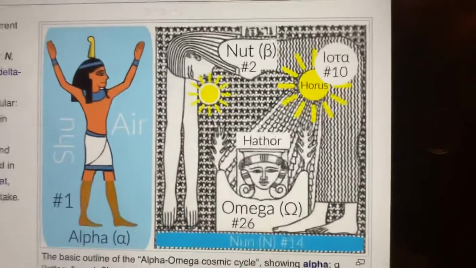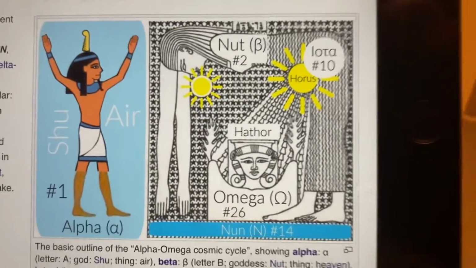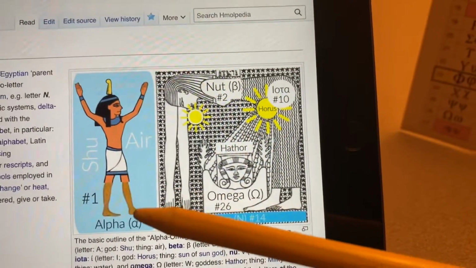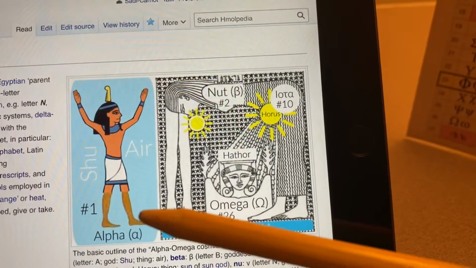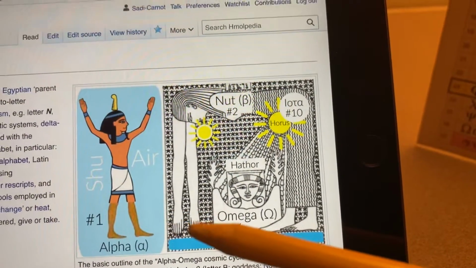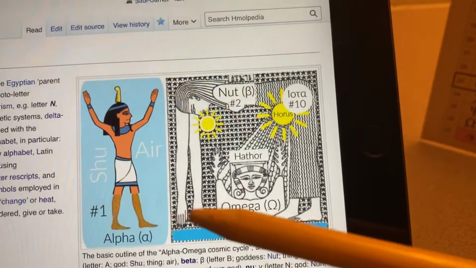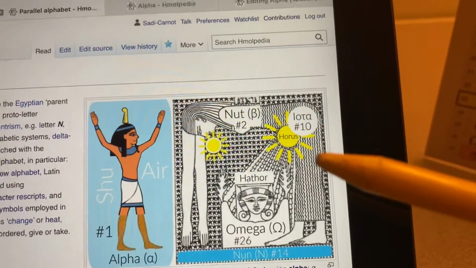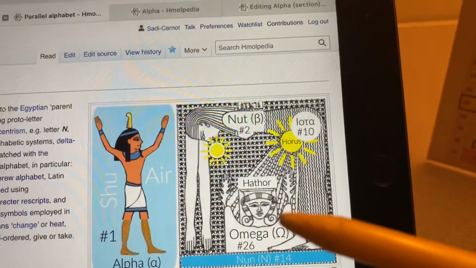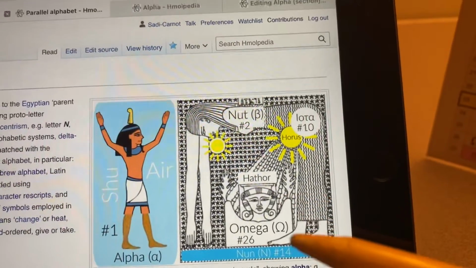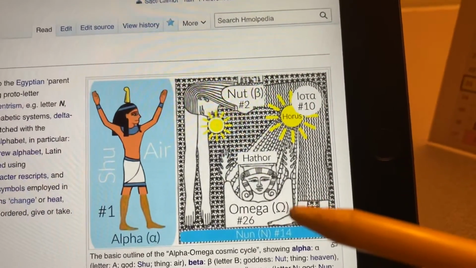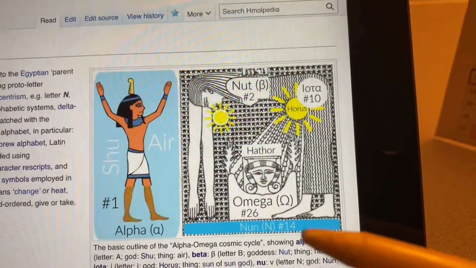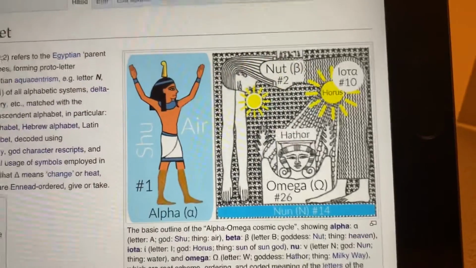Now, all of this, to put things into perspective, is a cosmic cycle where Shu, being the first element created, is a sequence or part of a story of the sun going through the body of Nut, or the heavens, and being reborn again at the end of the year and becoming Hathor on the horizon, which is the Omega symbol, or the 26th letter, who stands above the watery abyss, Nun, letter 14.